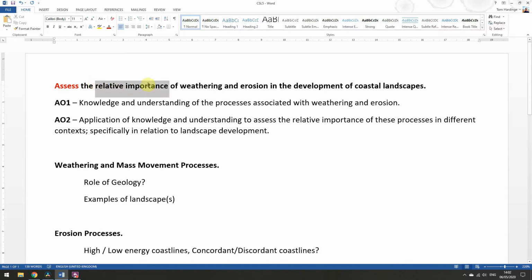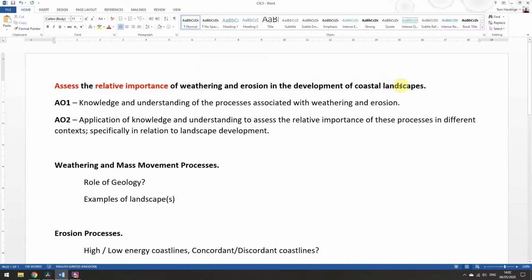Now, that phrase relative importance is actually critical here. We're not thinking about weathering and erosion in relation to other things. We are thinking about their importance relative to each other. So thinking about the role of weathering and the role of erosion and which one actually has the greater importance in helping to shape coastal landscapes.